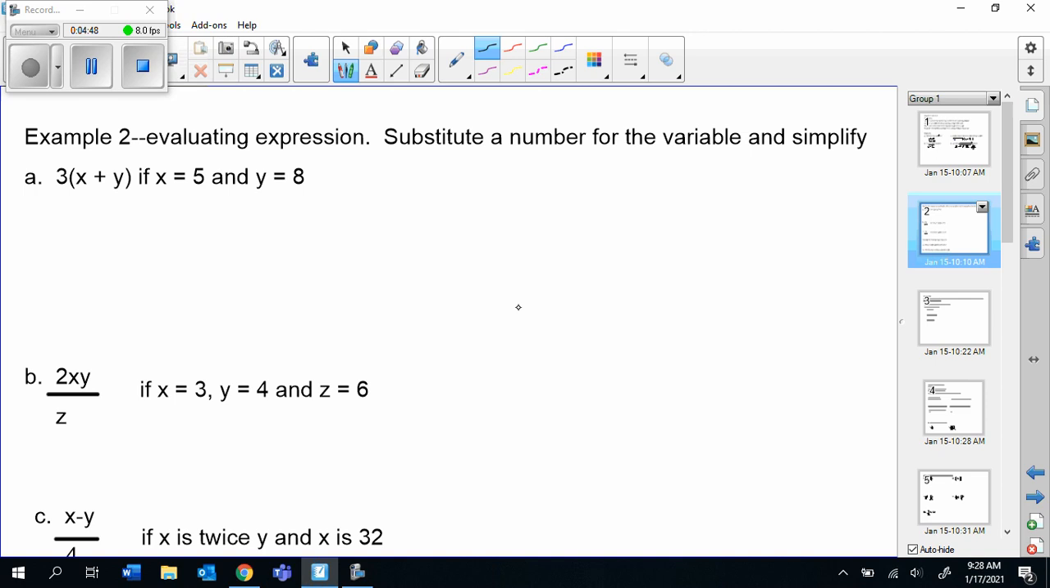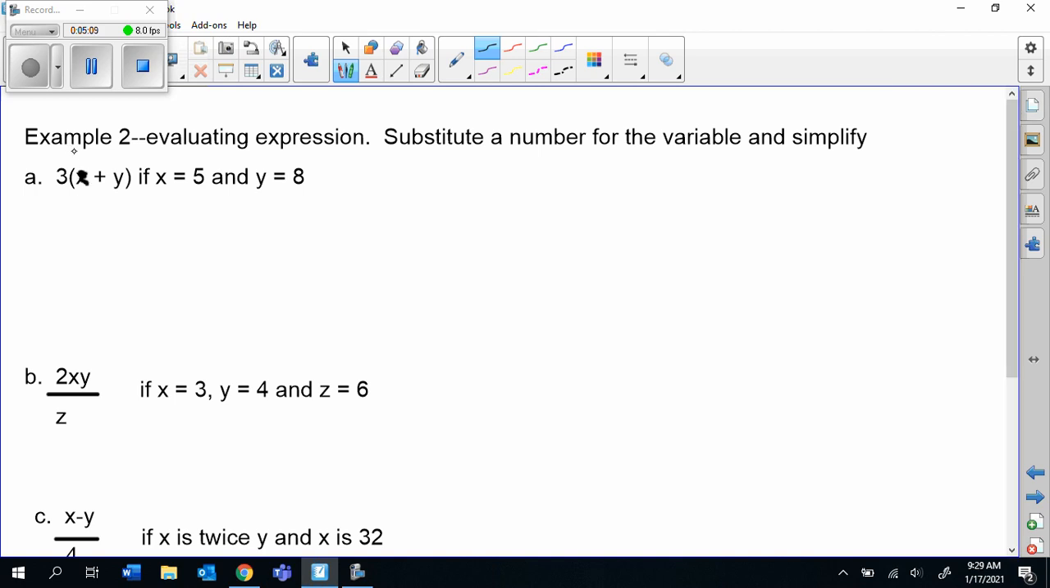Okay, example 2. Evaluating an expression. Substitute a number for the variable and simplify. The purpose of having variables is so that we can evaluate at different points, or we can solve for them if it's an equation with an equal sign, and find true values. Here I'm going to replace this x with a 5, and I'm going to replace this y with an 8. But that's a little bit ugly, so I'm going to make it neater and show you right here.